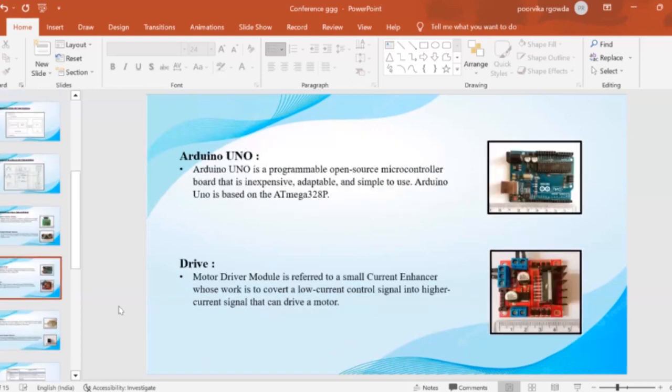So the next component is the Arduino Uno module. Arduino Uno is a programmable open source microcontroller board that is inexpensive, adaptable, and simple to use. Arduino Uno is also based on the ATmega328P. So this provides the working for all of the components that are used in the project.